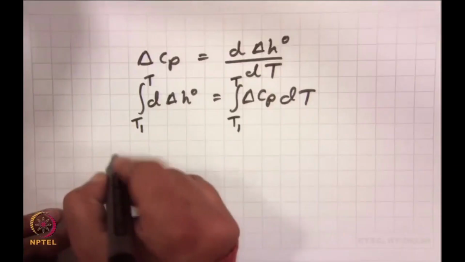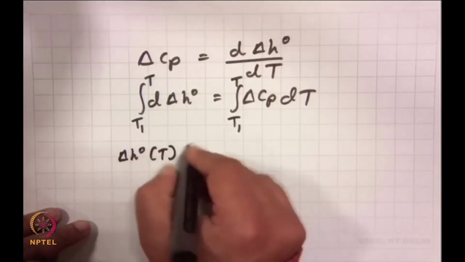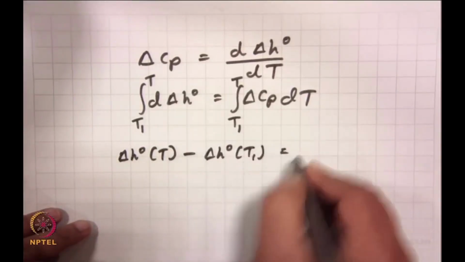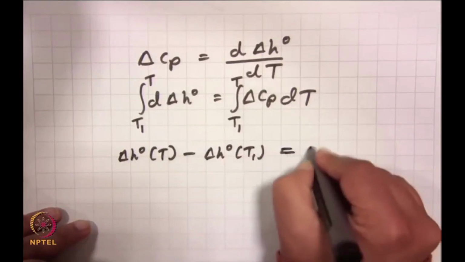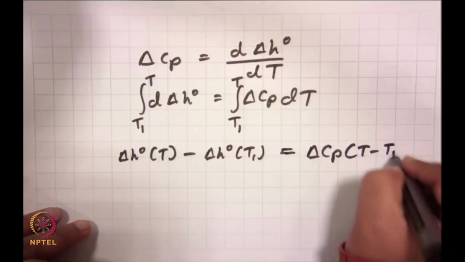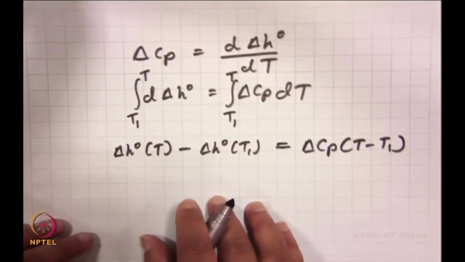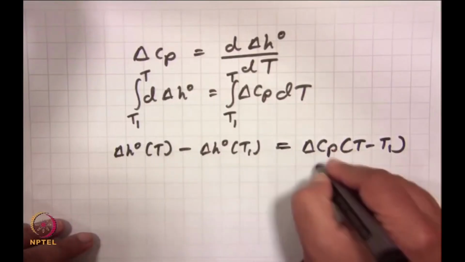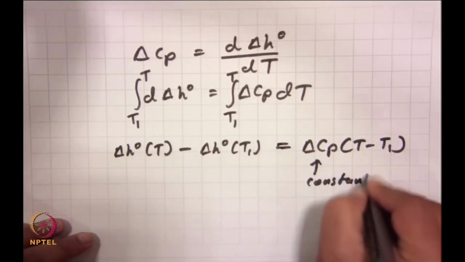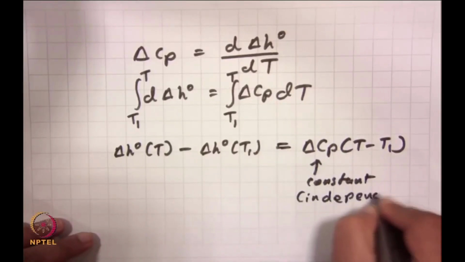If I now expand this, what should I get? I should get delta H 0 at a certain temperature T minus delta H 0 at a certain temperature T1 is equal to delta Cp times (T minus T1). What is the assumption here when I do this? Right, that means delta Cp is constant and, as you said, independent of temperature.